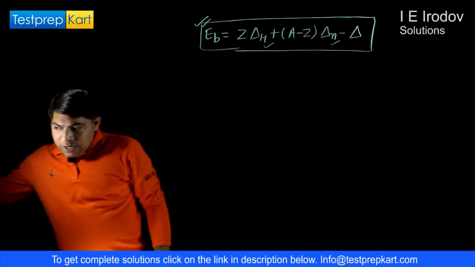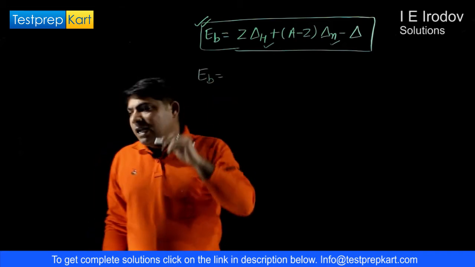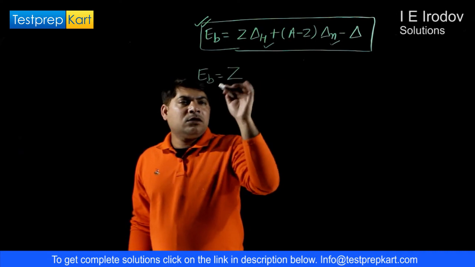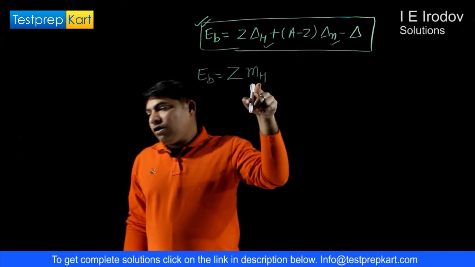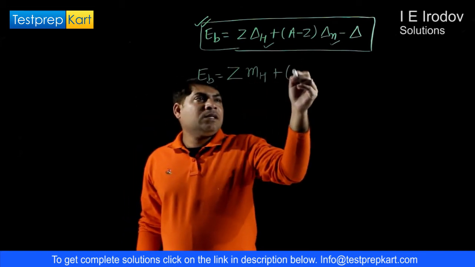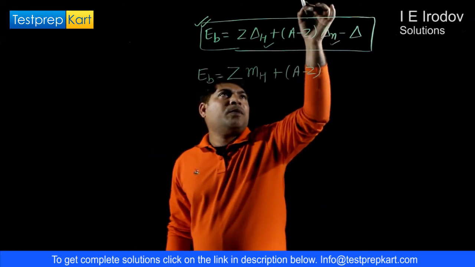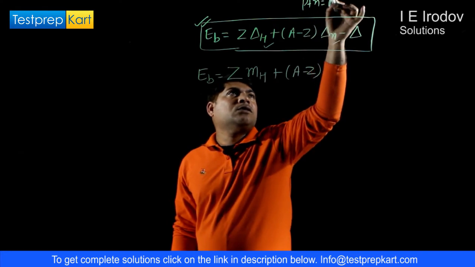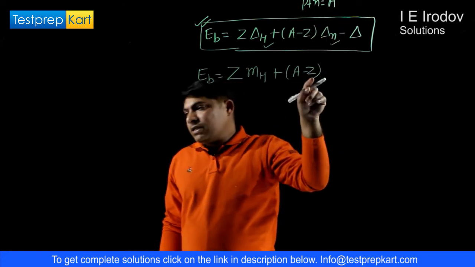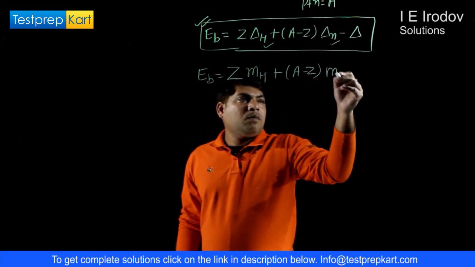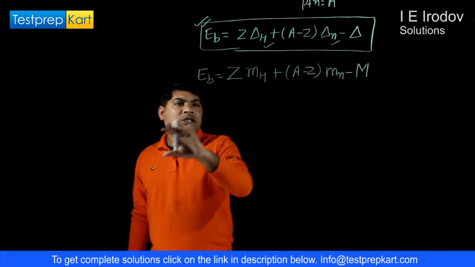If we go by the basic equation of binding energy, it can be written as E_B equals Z, the number of charge, into mass of hydrogen, which is equivalent to the mass of proton, plus (A minus Z), because proton plus neutron equals A and the number of protons is equivalent to Z. So the number of neutrons is A minus Z, into mass of neutron, minus mass of atom. So this is binding energy.